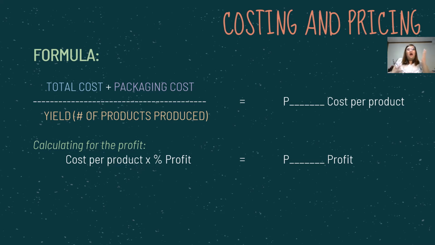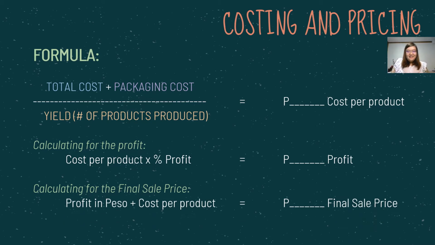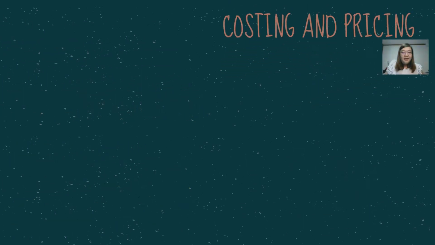Okay, so 50%. Usually we go for 100% profit, so that's double the cost. We will show you later how we can apply that. And then when we are calculating for the final price, your profit in peso, what you calculated here, you add it to the cost per product and you get the final price.